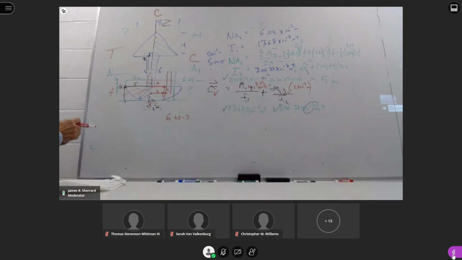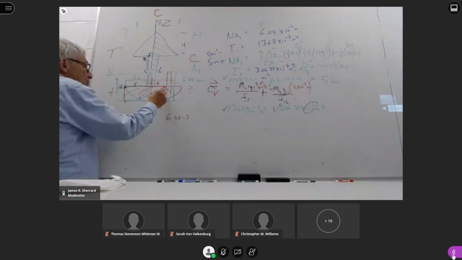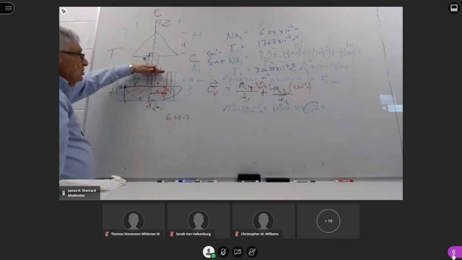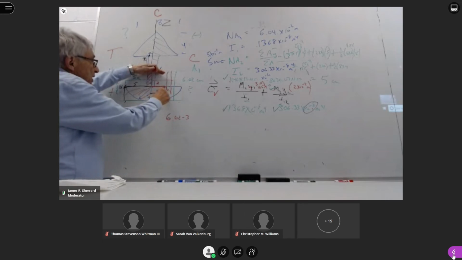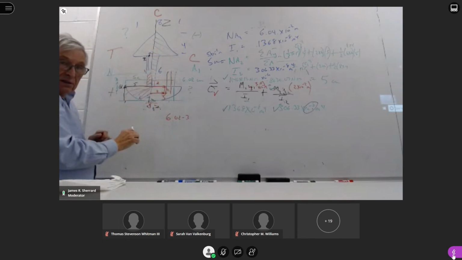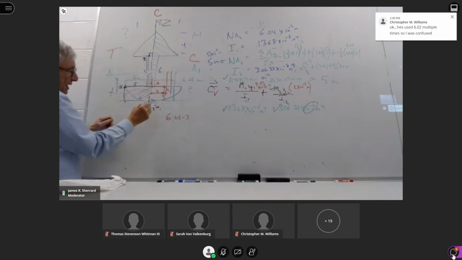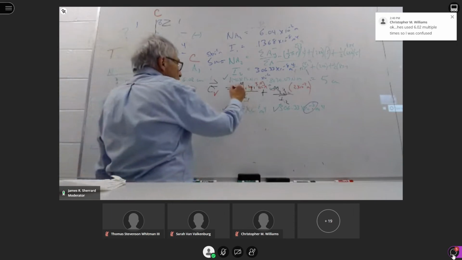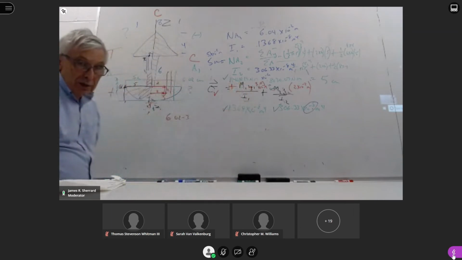Now let's go back and look at the signs. For point V, for this neutral axis, this point is below the neutral axis. Everything below this neutral axis is in tension. So this calculation, when you do it, is a plus.